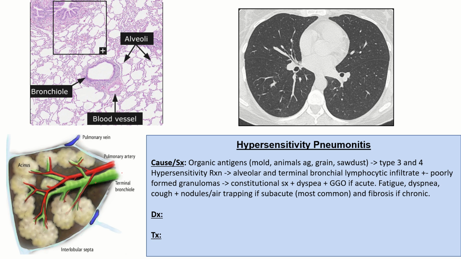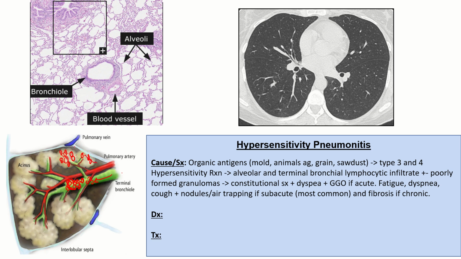So here are those inhaled antigens coming into the terminal bronchiole, and these patients really have a mix of a type 3 and a type 4 hypersensitivity reaction to it. And that hypersensitivity reaction can not only affect your alveoli, it can really also affect your terminal bronchioles as well.